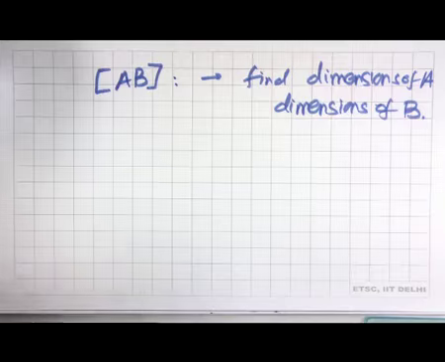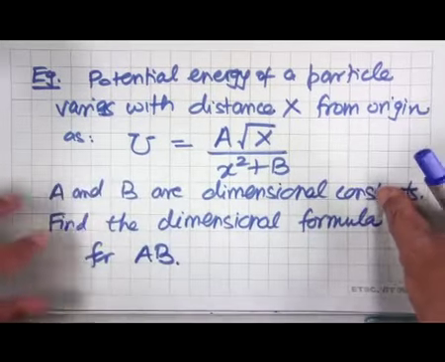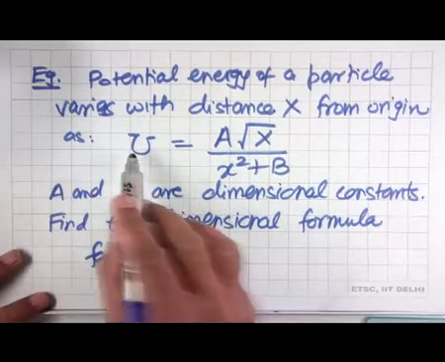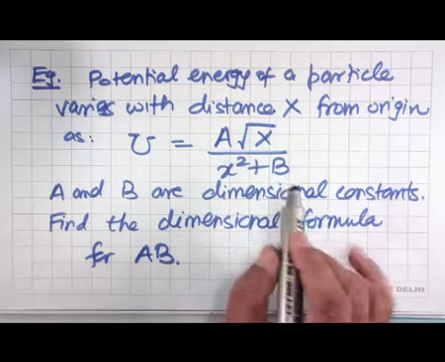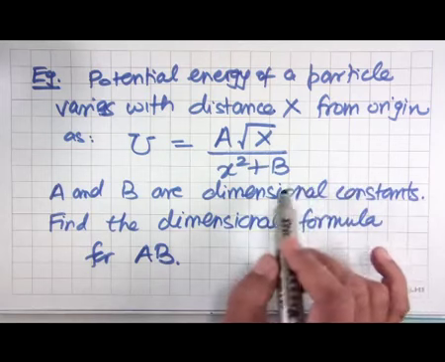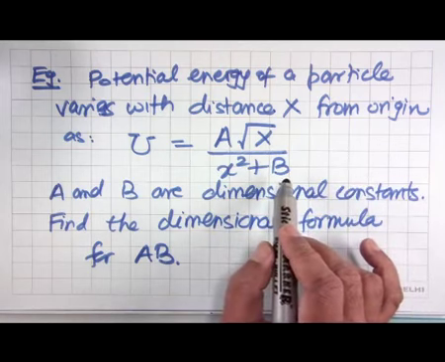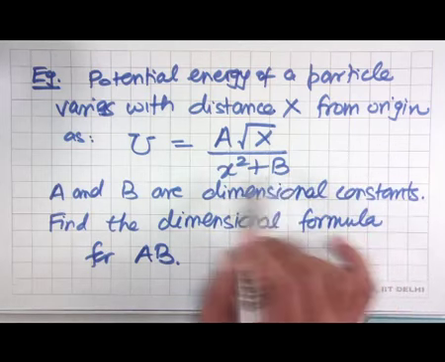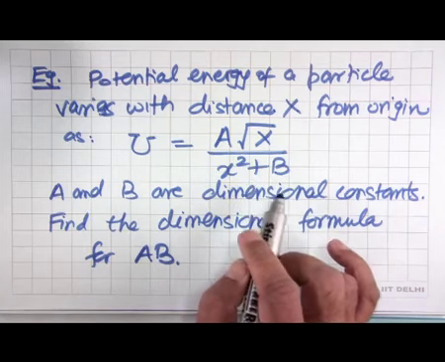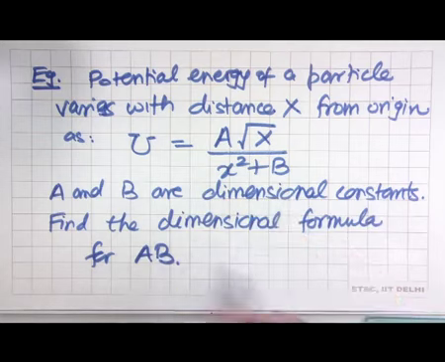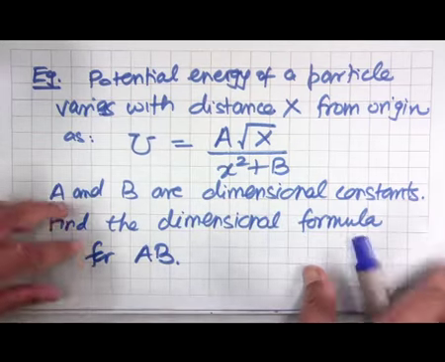So, let us look at the original formula. Here we have u is equal to a root x by x square plus b. How do we find the dimensions of b first? We see b is added to x square. So, if this formula which is given to us has to be correct, then the dimension of b has to be the same as the dimension of x square.